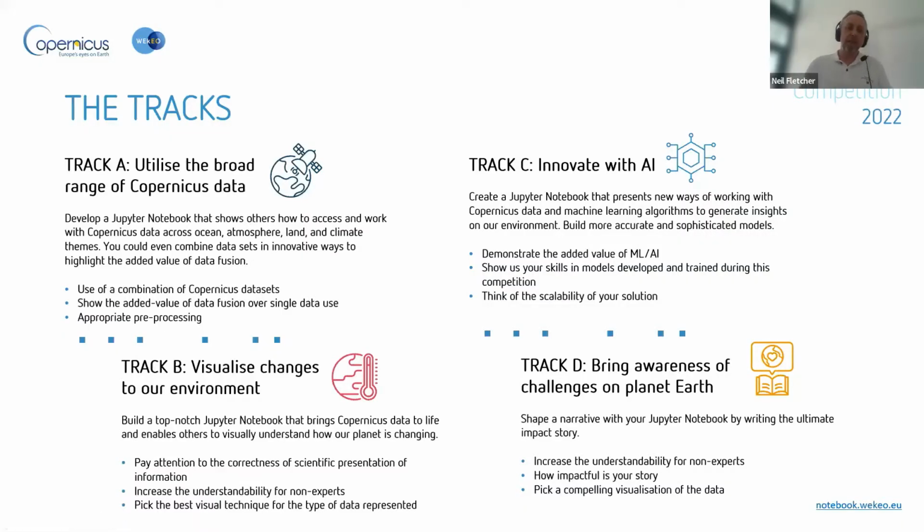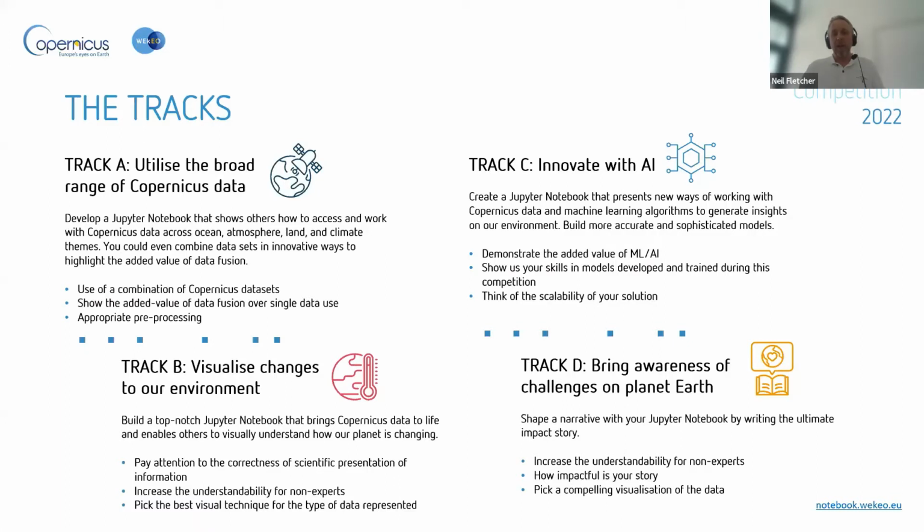So just to say a few words about the tracks, there's a lot more information that you can look at on the landing page, but the main tracks are really in terms of the type of notebook you want to cover. The first one is to do a notebook that shows people how to access and work with Copernicus data, really to help people get started. It could be using ocean, atmosphere, land, or climate data, or combining the data in different ways, in new and innovative ways. So that would be track one.